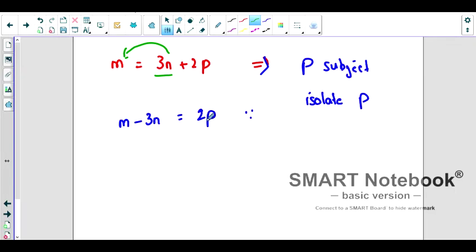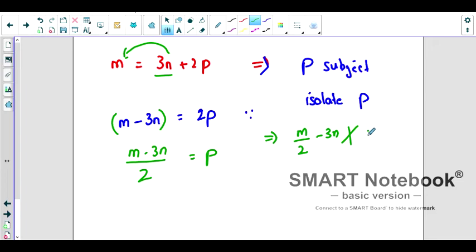Now what? This is 2p. We want p. So what do we do? We shift this 2 to the other side. So it becomes m minus 3n over 2 equals p. Here, if you see, this 2, when it goes to the other side, will divide the whole value. It will be dividing by the whole value. Don't write it like this. This is wrong. If you write m over 2 minus 3n, this is wrong. If you write m minus 3n over 2 in a way that divides only one term, this is also wrong, because the 2 is for the whole value. It will be for everything.